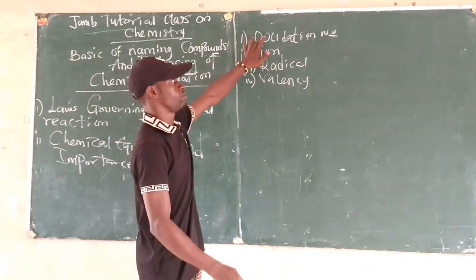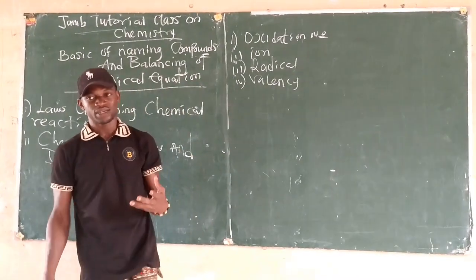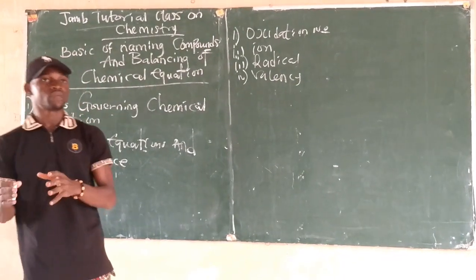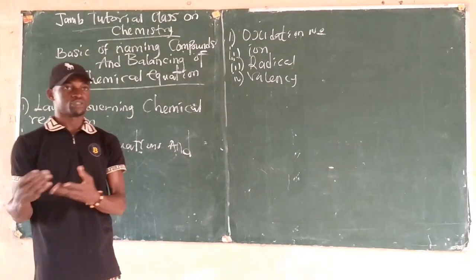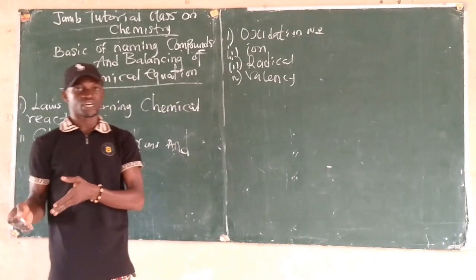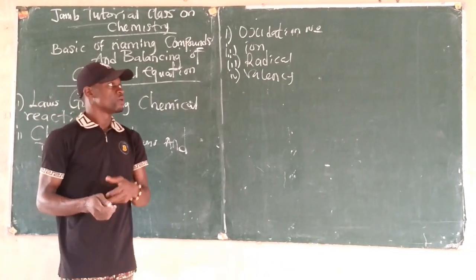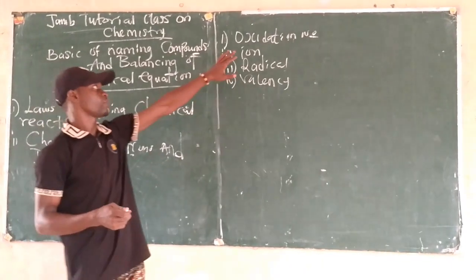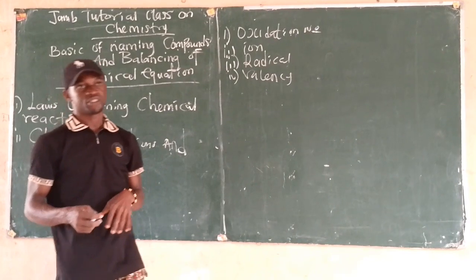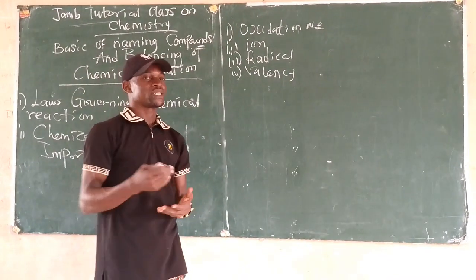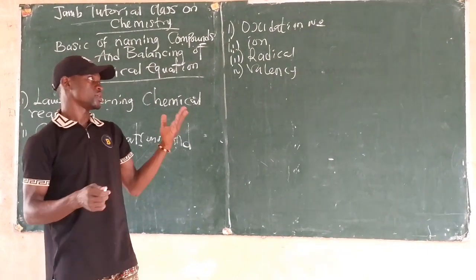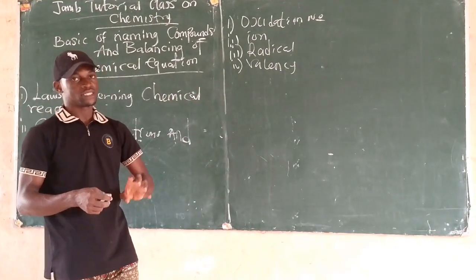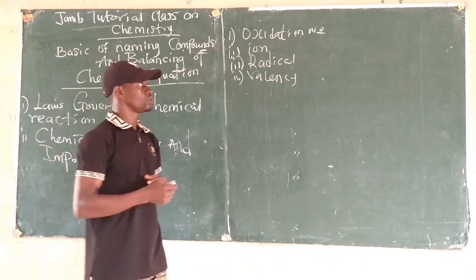Now, what is the oxidation number? Elements are divided into metals and non-metals. So there are some set of elements that possess a positive charge, and there are some that have a negative charge. Metals have positive charge, non-metals have negative charge. So from there, the oxidation number is the charge. The charge given to an element, or assigned to an element, is simply known as oxidation number.